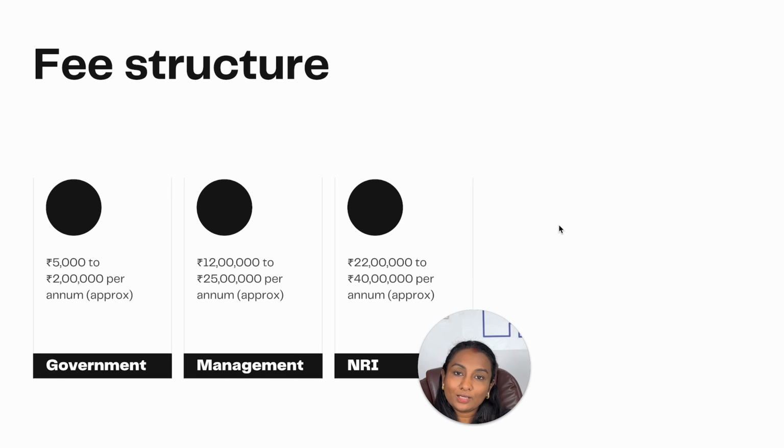When it comes to NRI quota, all deemed colleges do have NRI quota as well. The NRI quota seats vary from 22 lakh per annum, with colleges ranging up to 40 to 45 lakhs per annum. So if you are okay with the fee structure and if you're fine with the college, then you can certainly drag it into your choice entry list.